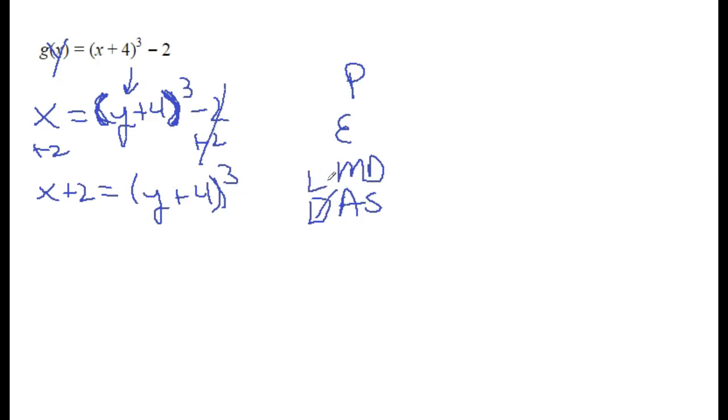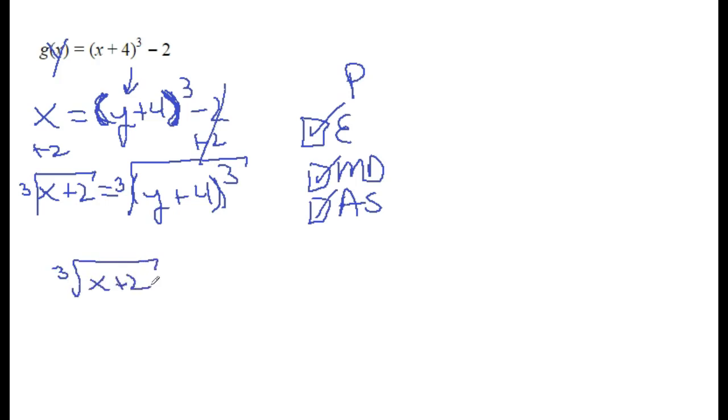I don't see anything. But there is an exponent, and I hope from last chapter you remember that to get rid of an exponent we can use the corresponding root. So if something's raised to the third power, I can cube root the entire side. So the left side becomes the cube root of that entire expression, x plus 2.